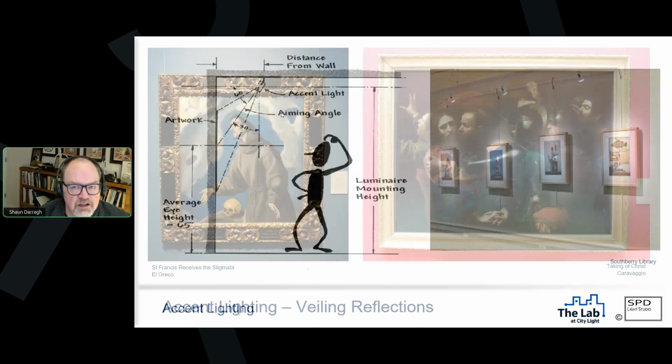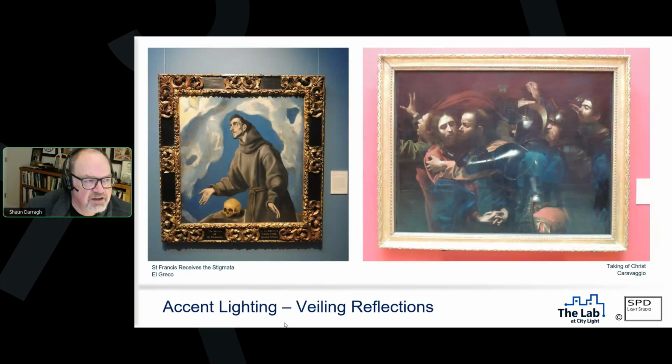Another key element is what we call source task eye geometry. So here are two paintings from the Portrait Gallery, the National Gallery in Dublin. They're in different galleries, and they're lighted very differently. You can see the one on the left, the El Greco, is actually really quite clear when you're looking at it. The Caravaggio, unfortunately, if you're standing right in front of it, has what we call veiling reflection, right?